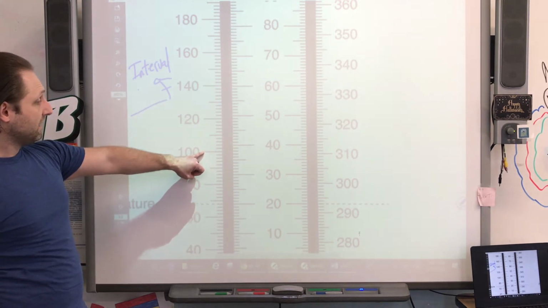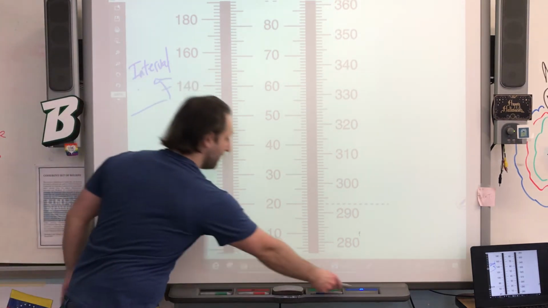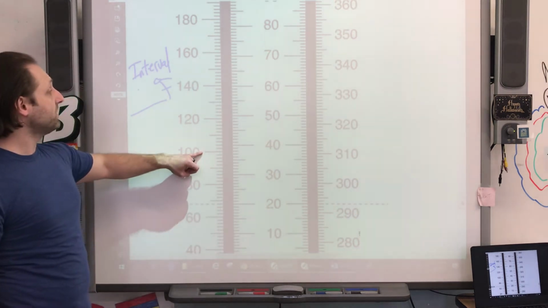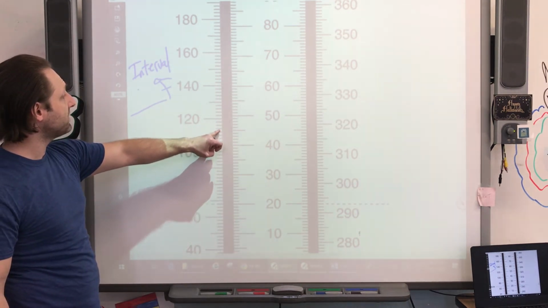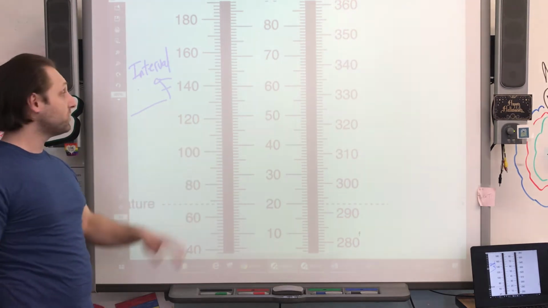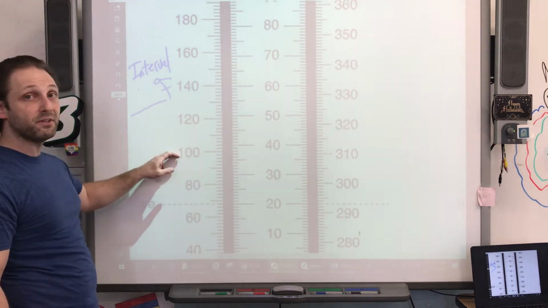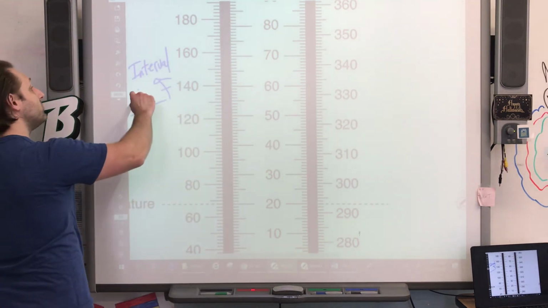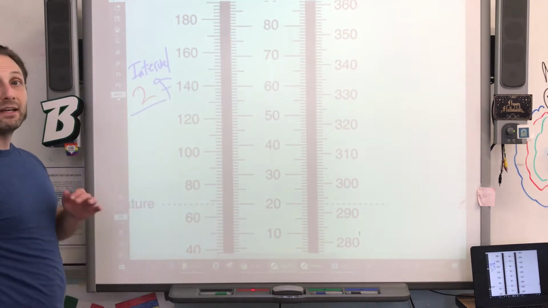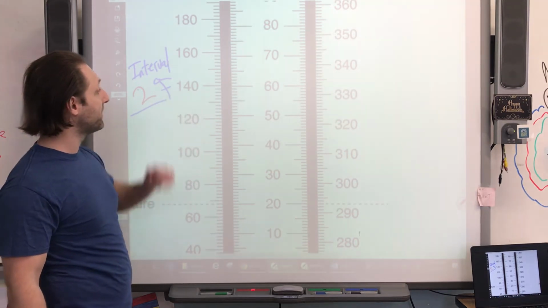Looks to me like we've got a good place to start here for 100 to 120. Looks like we have 1, 2, 3, 4, 5, 6, 7, 8, 9, 10. So we've got 20 degrees Fahrenheit difference, 10 spaces. So we're going to end up with a 2 degree Fahrenheit interval. So every line is 2 degrees Fahrenheit.